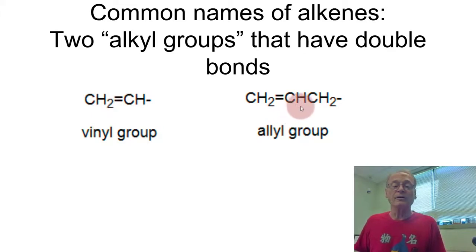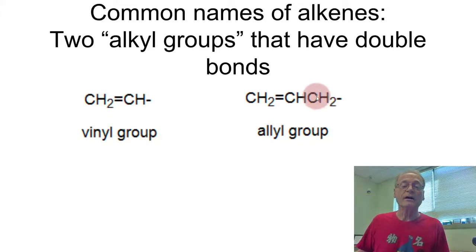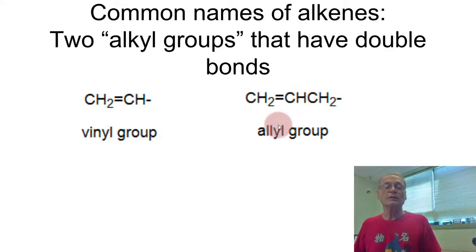And similarly, an allyl group is a 3-carbon chain with a double bond. But notice that the point of attachment is not on the double bond, but is on the 3rd carbon. In other words, 1 carbon away from the double bond. So that's an allyl group. You just need to memorize that. We'll see that name again fairly commonly.